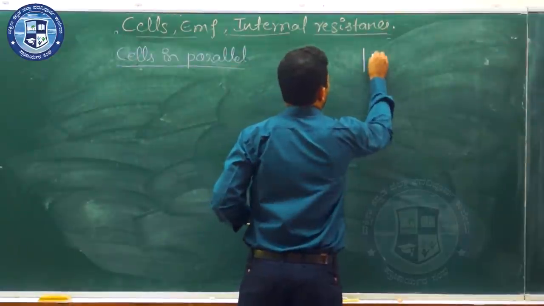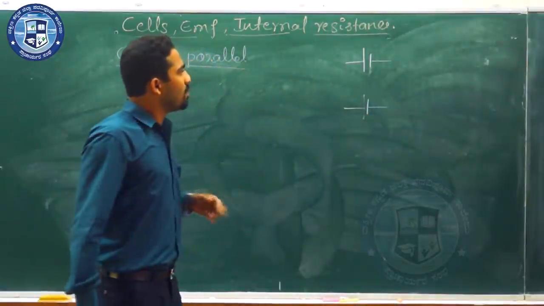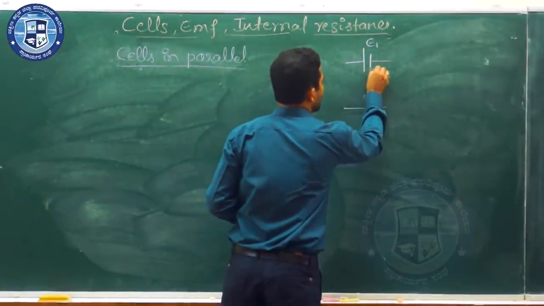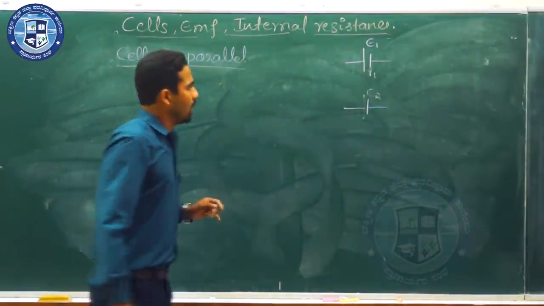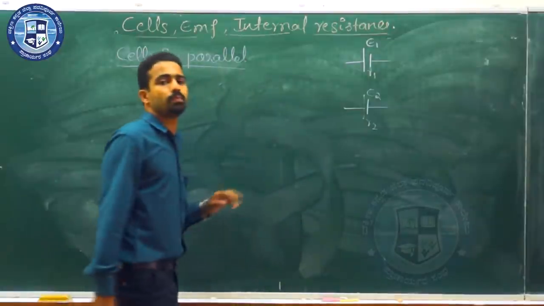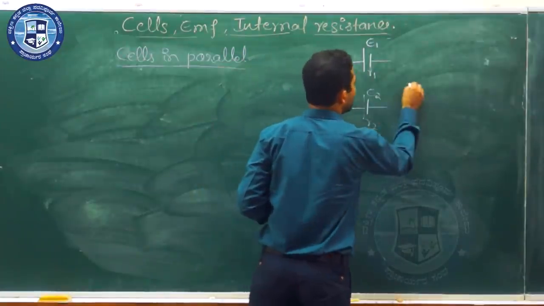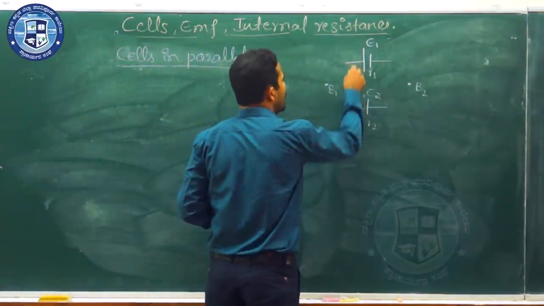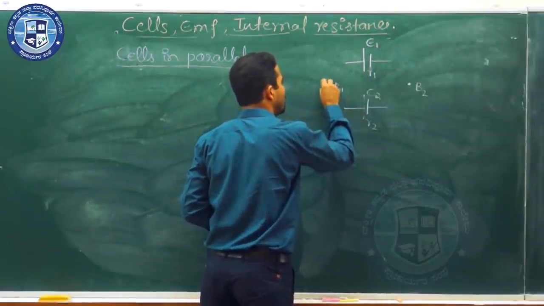Yes. Let's draw here. So let's take the two cells here. One cell, another cell. Okay. What is the EMF of this cell? Let's say E1 is the EMF of this one, and its internal resistance is R1. The EMF of the second cell is E2, and the internal resistance of the second cell is R2. Then let's take two common points here. Let's write, this is point B1, this is point B2. Okay. Then let us connect the two positive terminals of the two cells to one common point, that is B1. Let us connect these two terminals to this point.